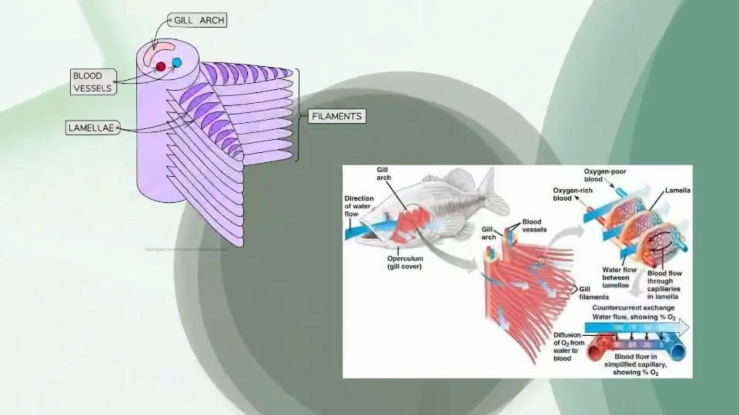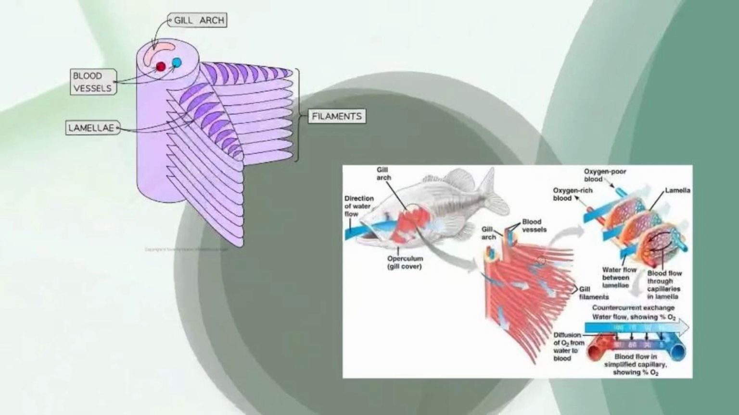Ventilation begins with the fish opening its mouth, followed by lowering the floor of the buccal cavity. This enables water to flow in. Afterwards, the fish closes its mouth, causing the buccal cavity floor to raise, increasing the pressure.